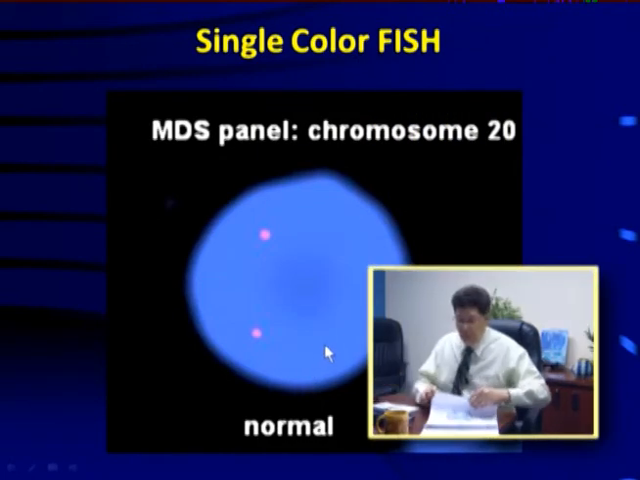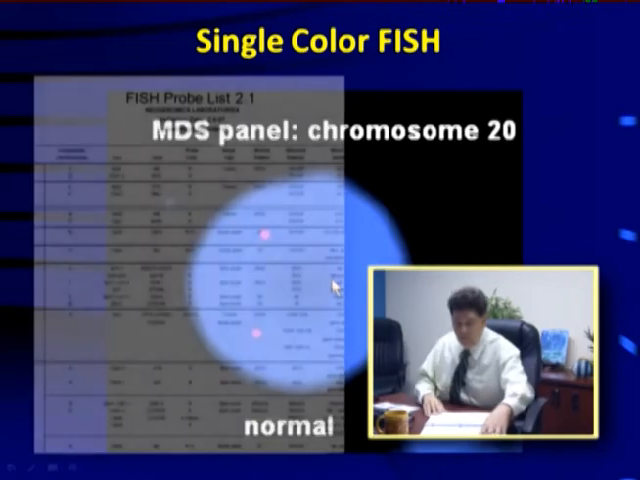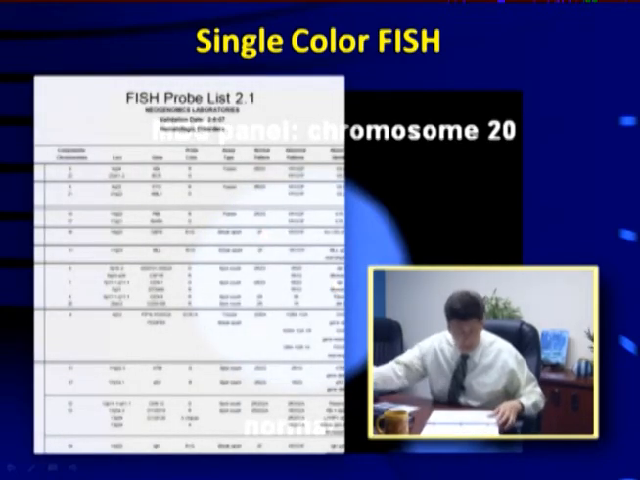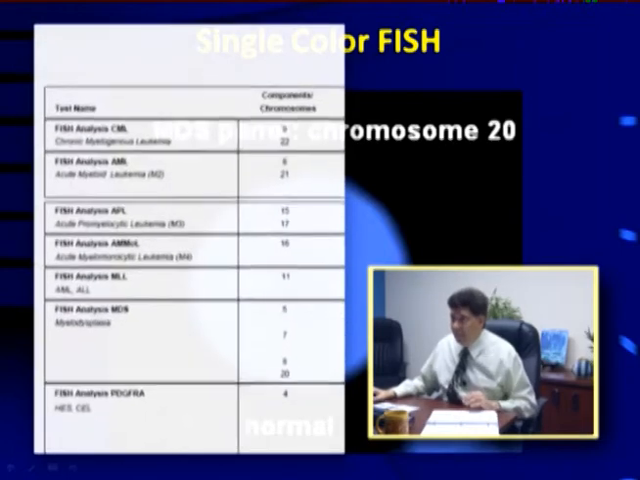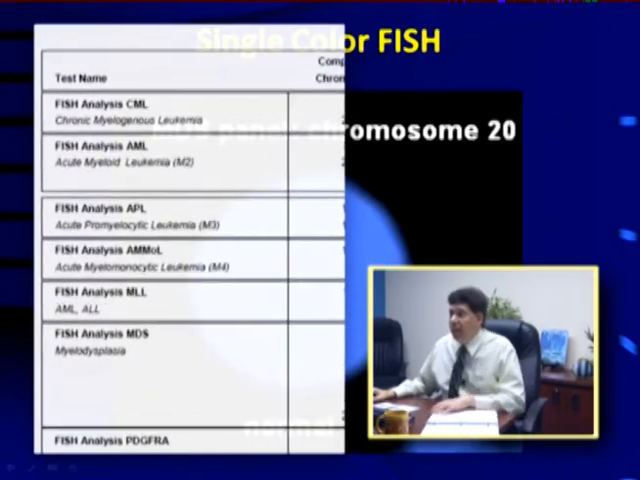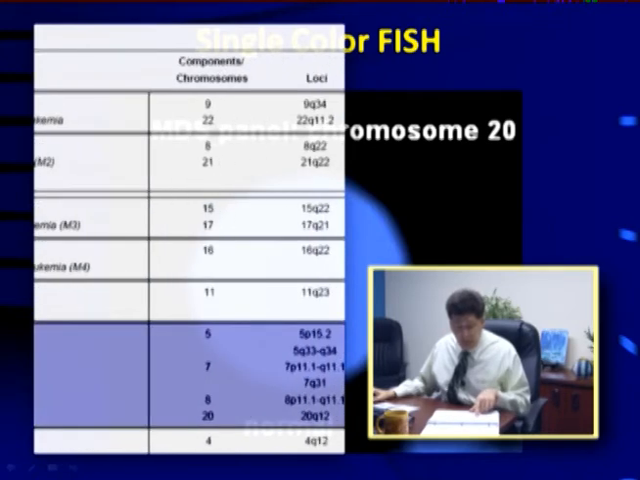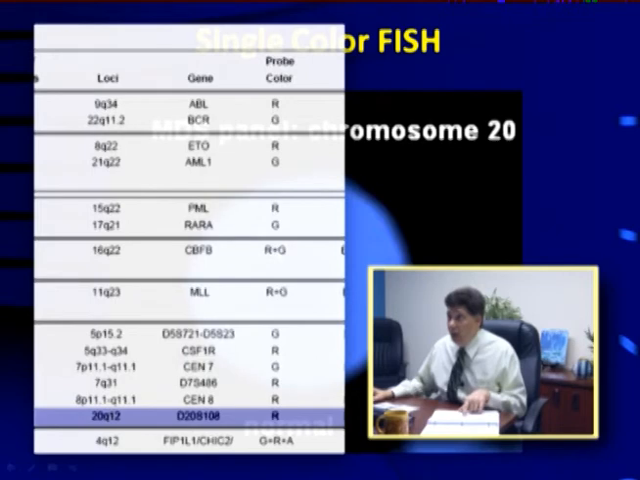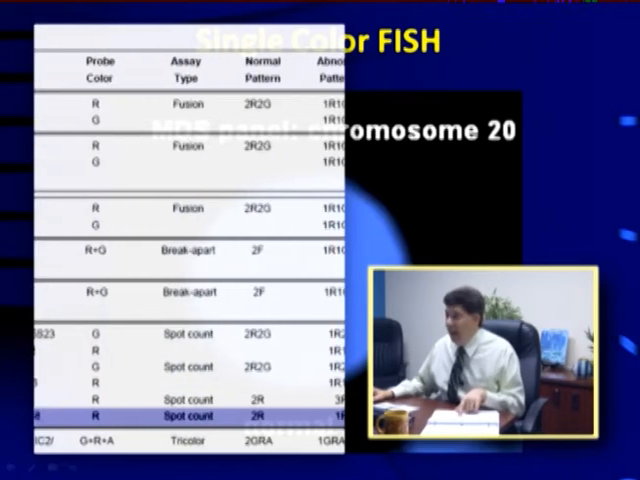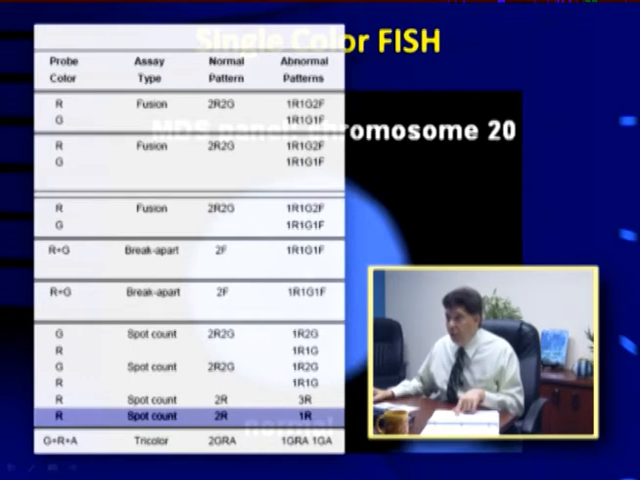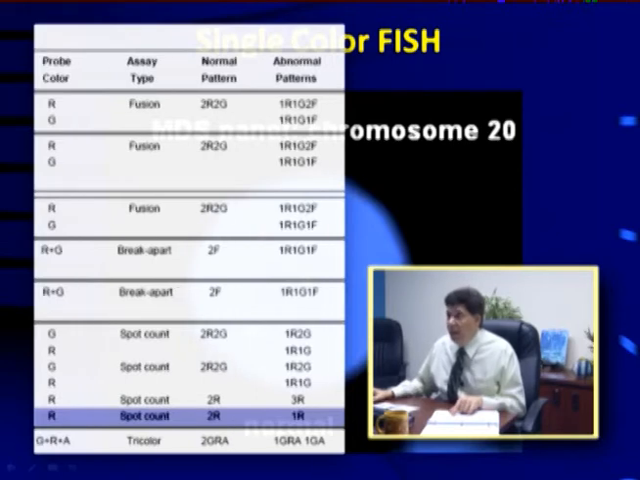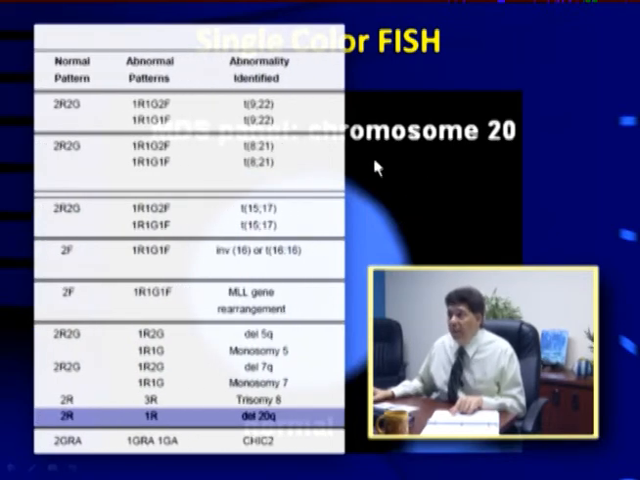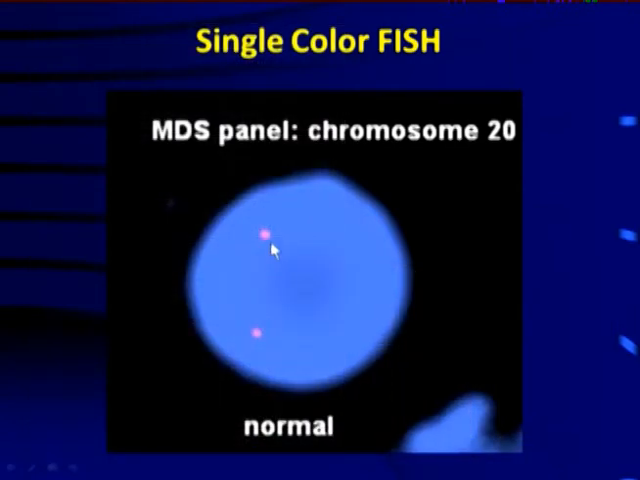To introduce you to your tech-only FISH manual, if you can turn to page 4 on the tech-only FISH manual, under FISH analysis MDS, you can see that the 4 chromosomes that are identified in MDS are listed in the first column. The location and the gene are in the next columns. You can see that for chromosome 20, as you see here, red is the color of the probe, 2 red. It's a spot count. 2R or 2 red is the normal, and in the next column is the abnormal pattern. In this case, for this chromosome 20 probe, we're looking for deletion, or the absence of one of these 2 red signals, 1R.